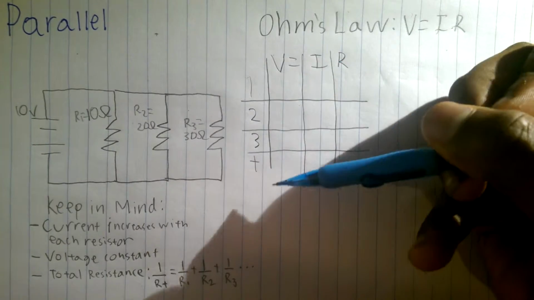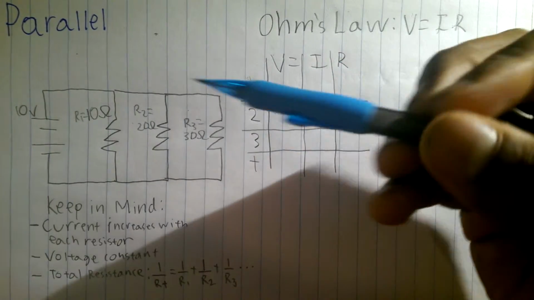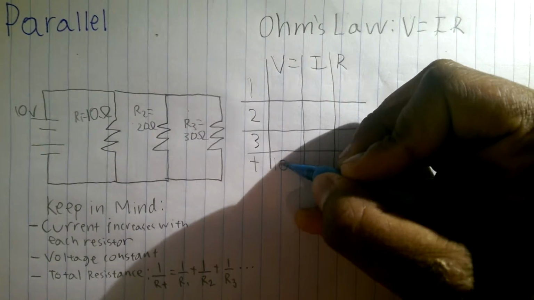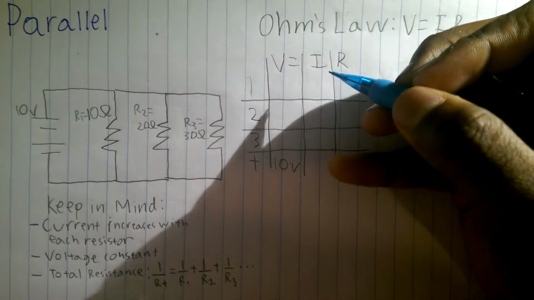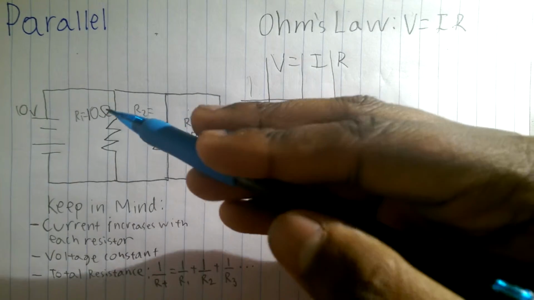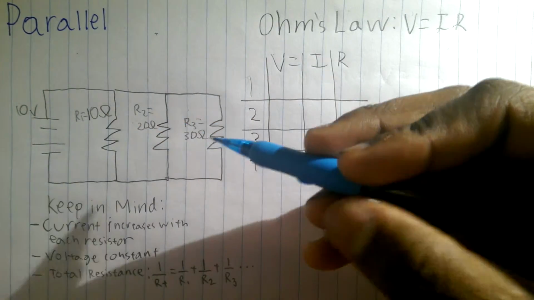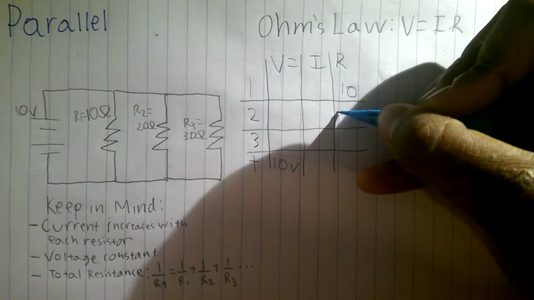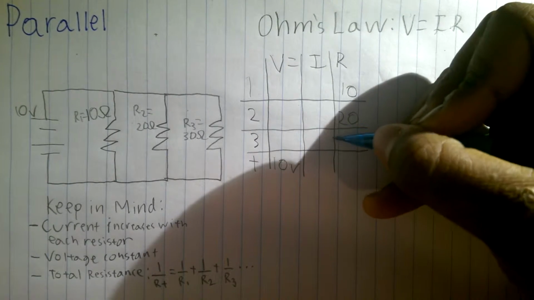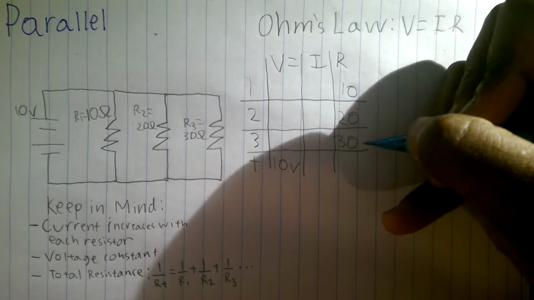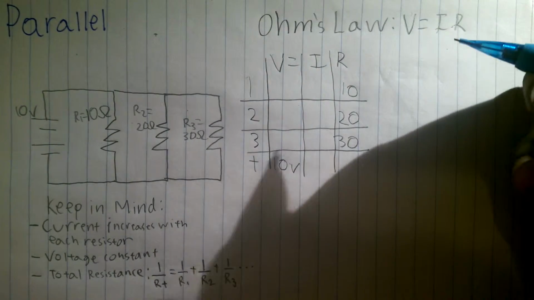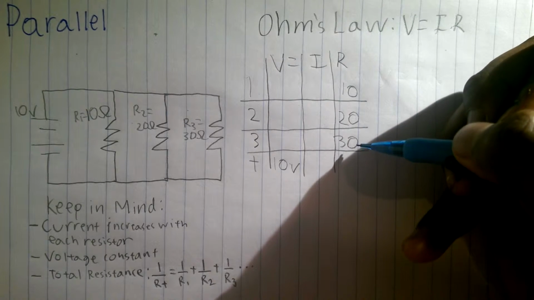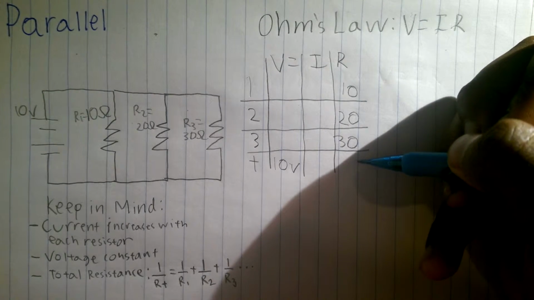So total voltage, that's something we know already. Right here, 10 volts. So our total voltage is 10 volts. Now we know the individual resistance values for each resistor. So resistor 1 is 10, resistor 2 is 20 ohms, and resistor 3 is 30 ohms. Now, if you remember from our previous video, we just added up all the resistors to get the total resistance of a circuit.